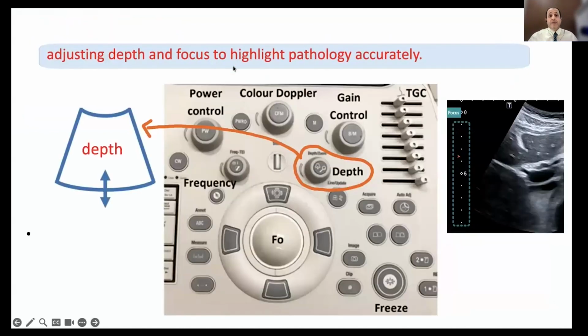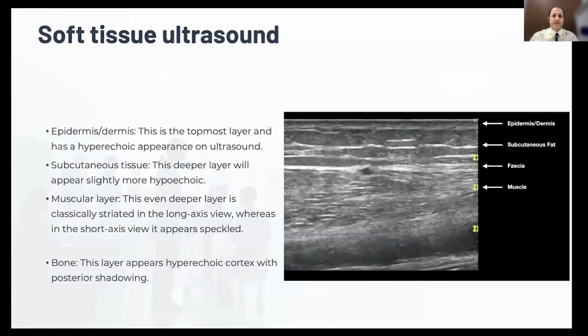Adjusting depth and focus is very important. If you want to scan, for example, 2-3 centimeters, you need to adjust the depth to a maximum of 3-4 centimeters, just to focus on the area of your interest and get more detail from the part that you want to scan. And the focus should be fixed under the area of your interest for better measurement and visualization.